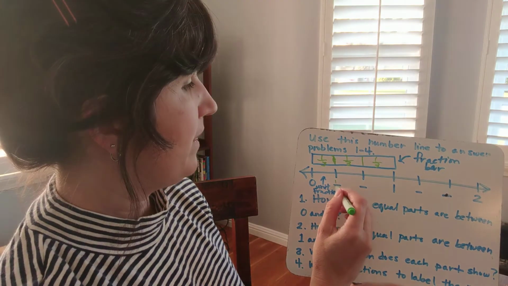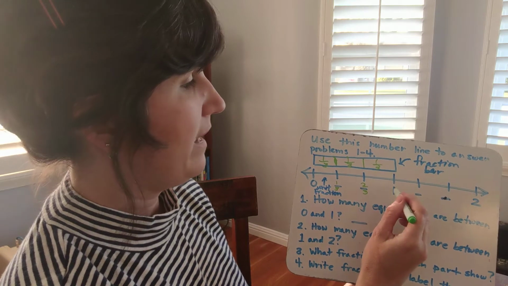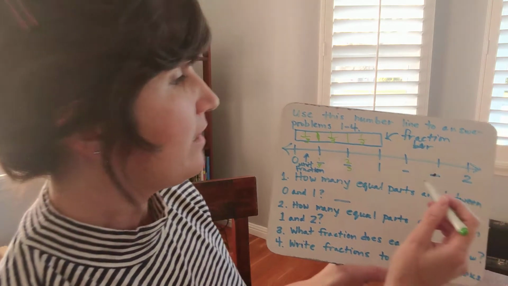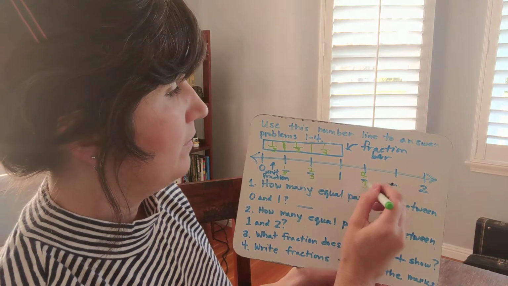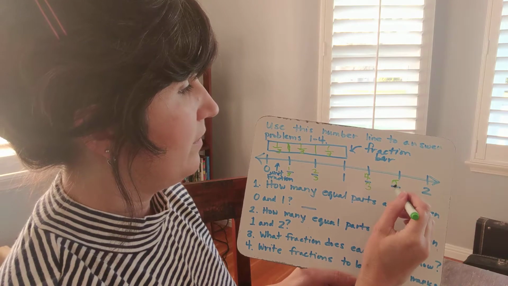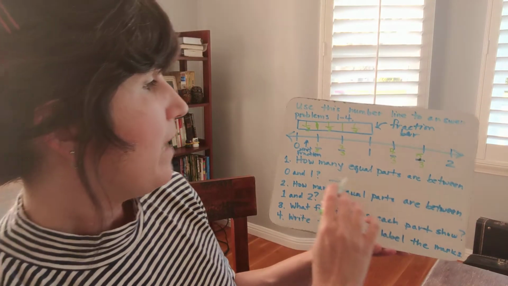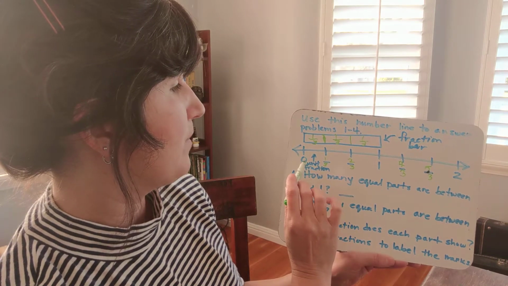So if I was to write these as fractions, I would have 1/3, 2/3, and 3/3. And then I would just continue out where I would have 4/3, 5/3, and 6/3. Okay? So how many equal parts are between 0 and 1? How many equal parts are between 0 and 1?